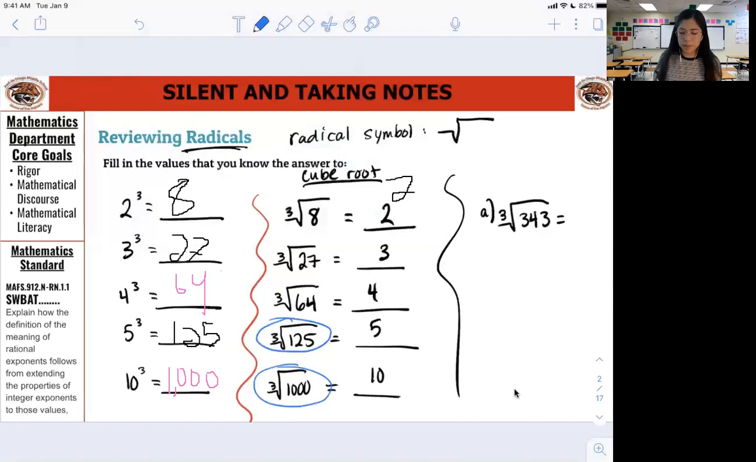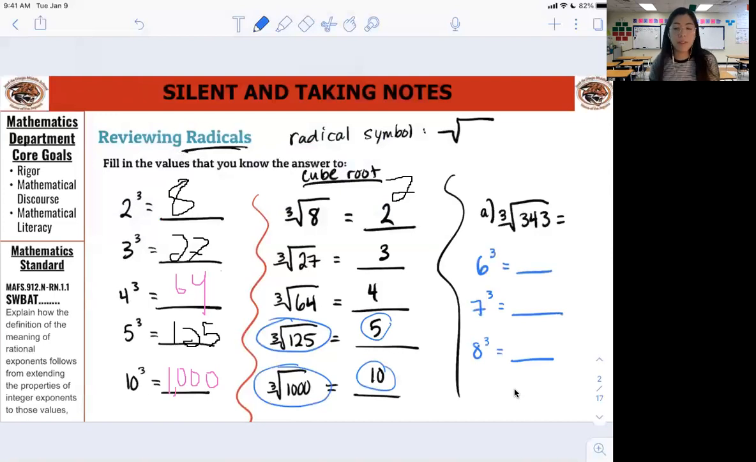So my answer is going to be somewhere between 5 and 10. So you can test out some numbers between 5 and 10. We can test out 6. We can test out 7. I believe it is 7. Test out 8. Because it's the lowest odd number.